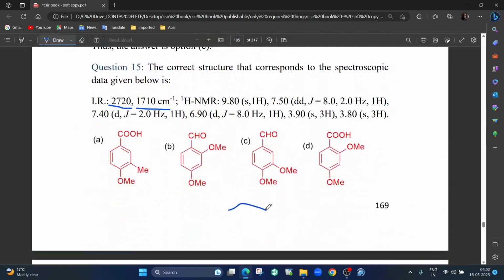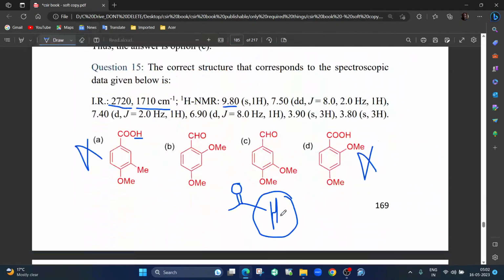When you are having aldehydic CHO, this CH stretch, okay, you have to remember this hereafter, comes at around 2720. So very clearly we can just neglect A and D. Apart from that, proton NMR should also show, if this were COOH, it should have come around 12. So you can see there is nothing around 12, whereas proton NMR is showing around 10. So aldehydic proton in proton NMR shows around 10.